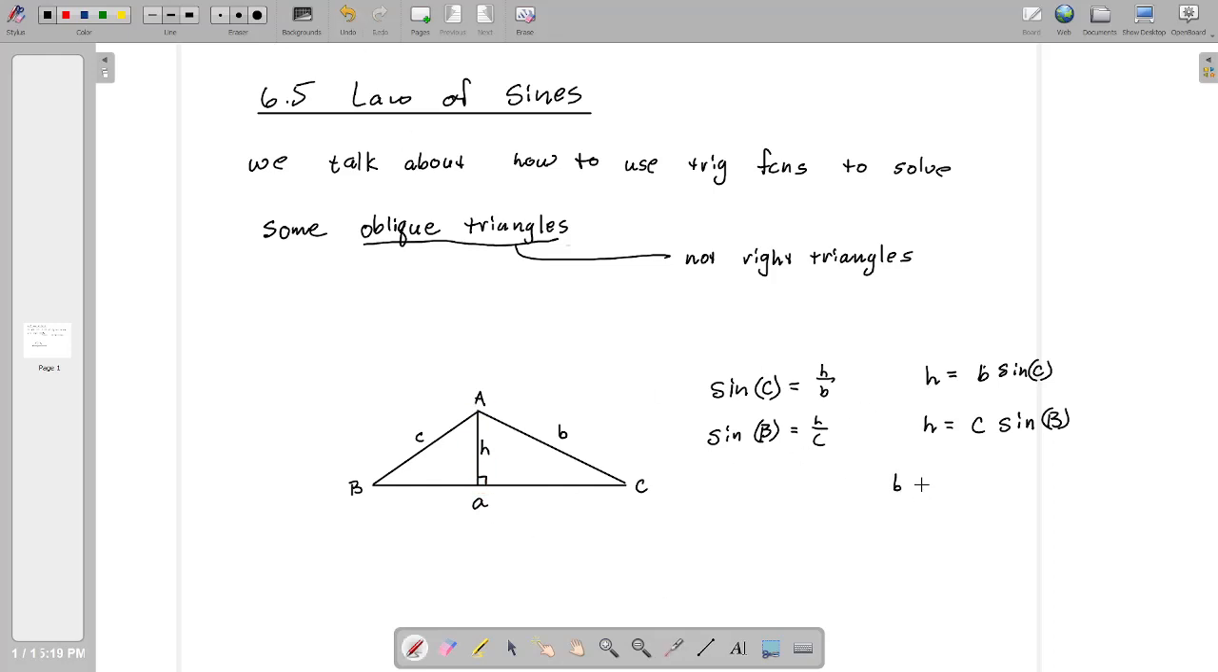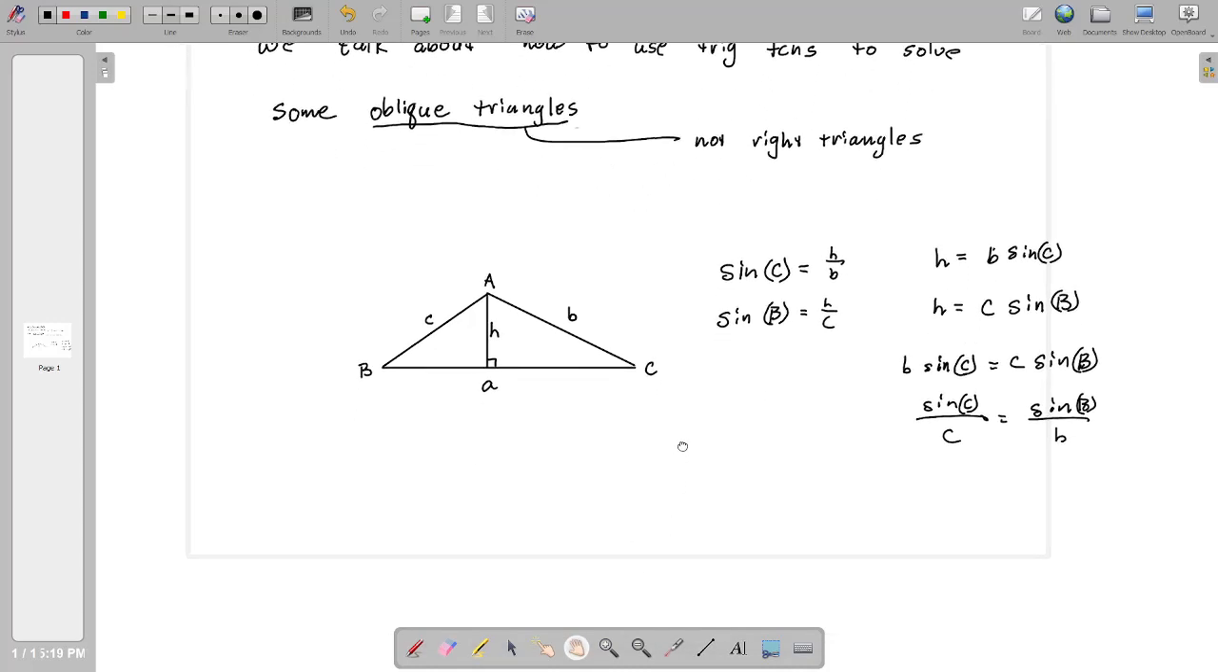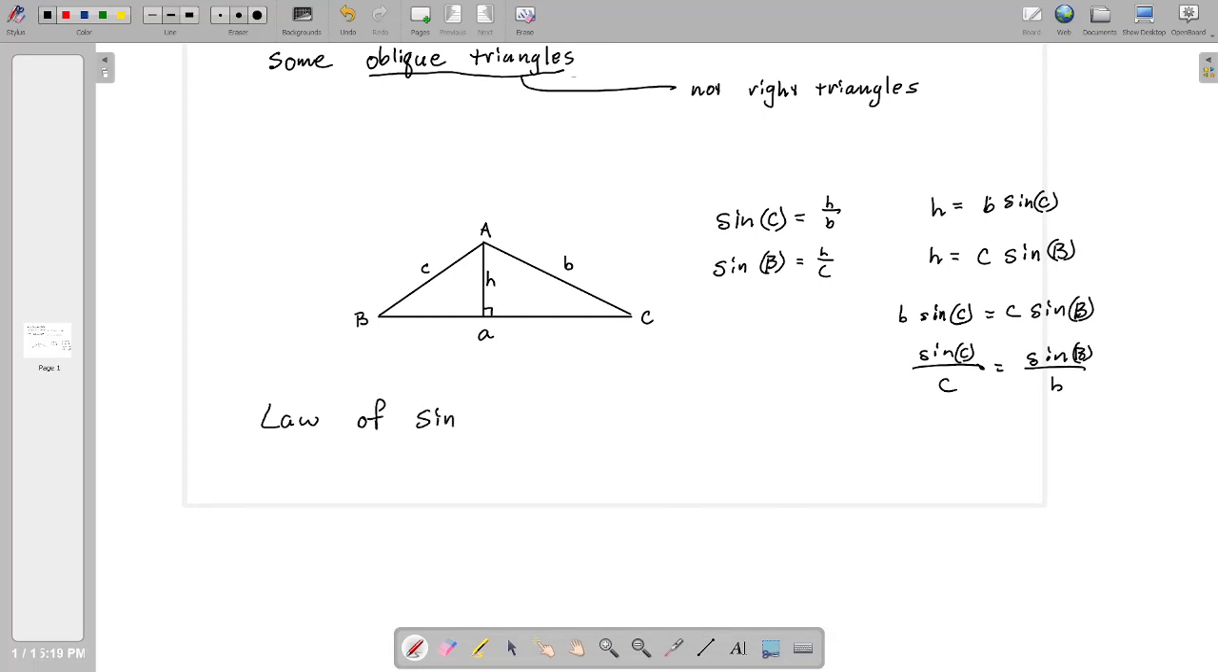So we can say b sine of C is equal to c sine of B. And if we divide both sides by c and b, we would have sine of angle C divided by c is equal to sine of angle B divided by side b. Now this is the basis of the law of sines. And if we rotate our triangle, we can get the other equalities, but I'm going to stop here with the derivation and move right into the law of sines.